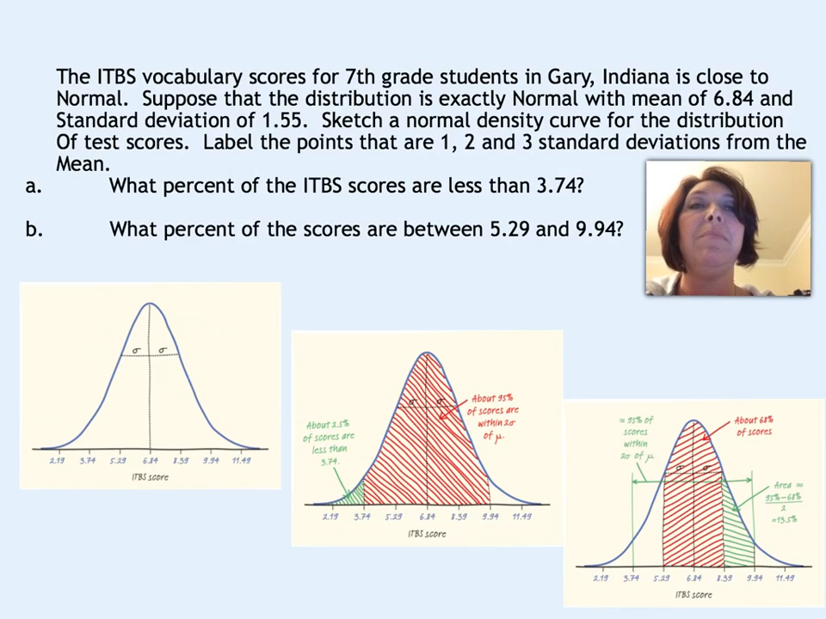Now, I want you to notice right in the middle, I have put the mean, which is 6.84. And then what I have done is I have added the standard deviation of 1.55 to 6.84. I added 1.55 and I get 8.35. Then I add it again, I get 9.94, and again 11.49. And then going the opposite direction, I subtracted it. Now what that gives me is 1 standard deviation, 2 standard deviations, and 3 standard deviations, and -1 standard deviation, -2, -3. Get the hang of it?